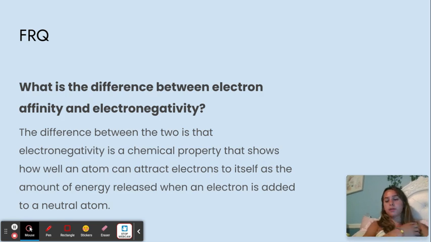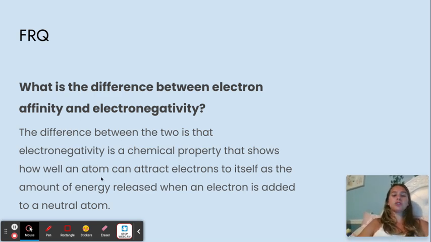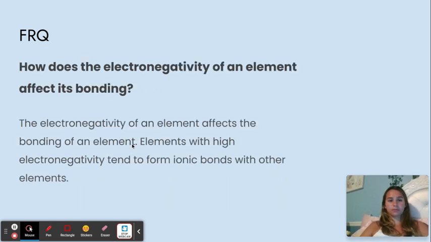So, a few frequently asked questions revolving around electronegativity. One of them is, what is the difference between electron affinity and electronegativity? The difference between the two is that electronegativity is a chemical property that shows how well an atom can attract electrons to itself, while electron affinity is the amount of energy released when an electron is added to a neutral atom.